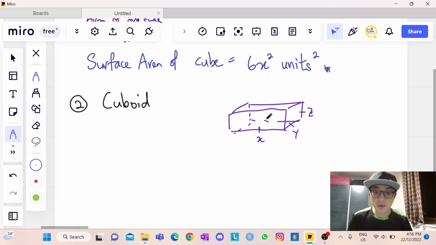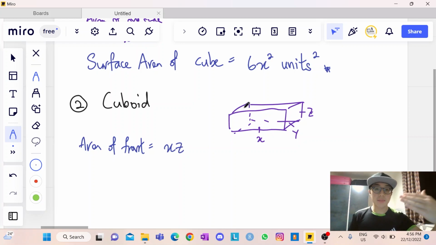So the area for this side is the area of this. It's still hard to draw. The area of the front will be equal to x multiplied by z, so it's xz. We know that the front will be the same as the back, so we need to calculate it twice when we go to the final line.